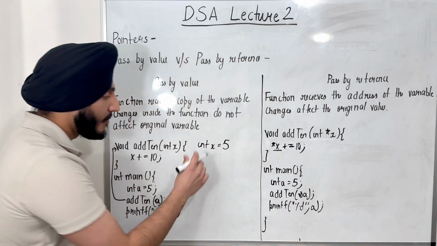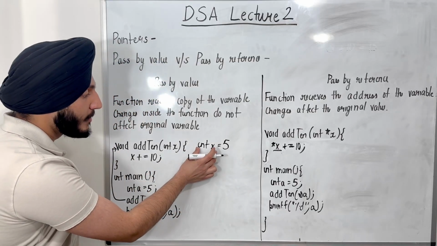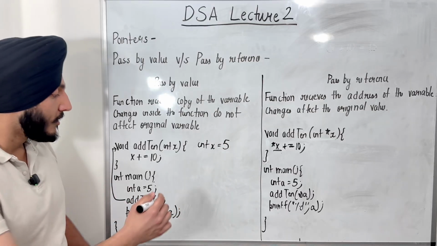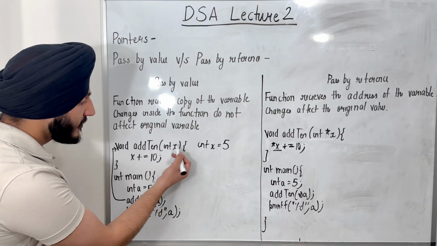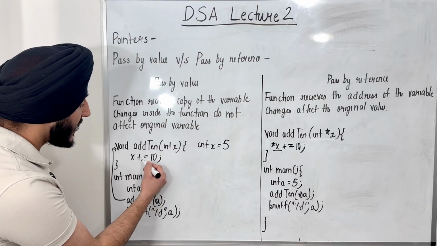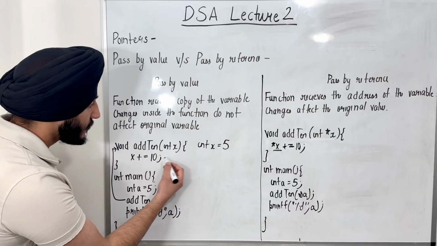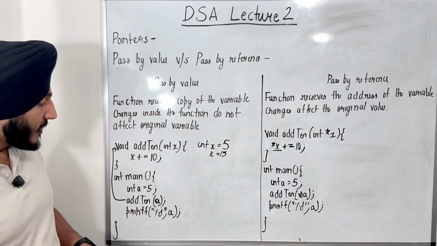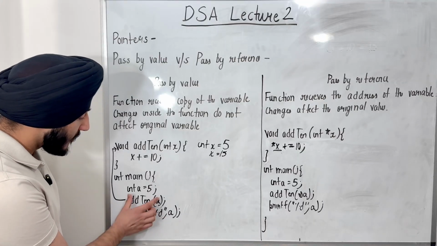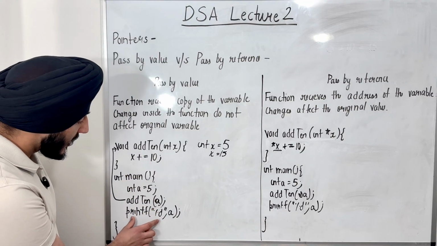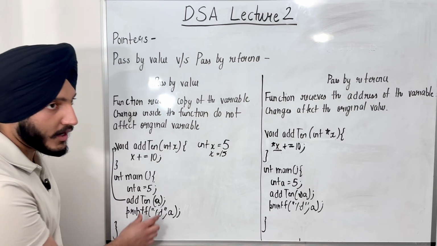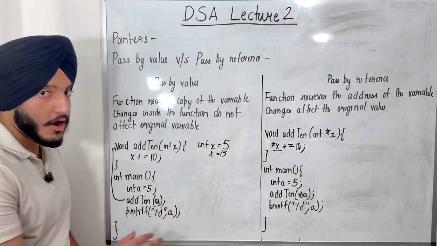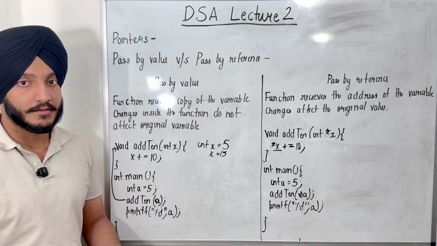So we would have something like int x equal 5. But remember, the difference is that this is actually a copy of this variable. I create this variable int x equal 5 and then I add 10, so x would be equal to 15 over here. But after that, once this function ends, I'm printing %d comma a. So I want you guys to pause the video and try to understand what exactly would be printed. Would it be 15 or would it be 5?